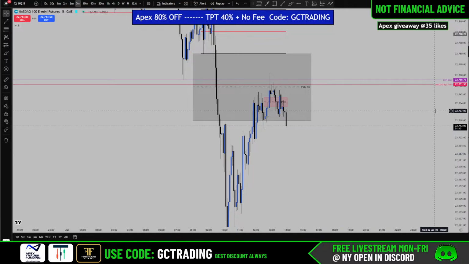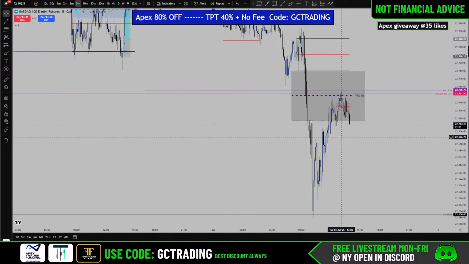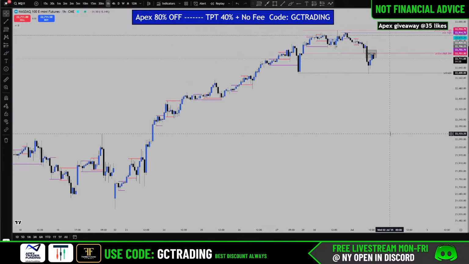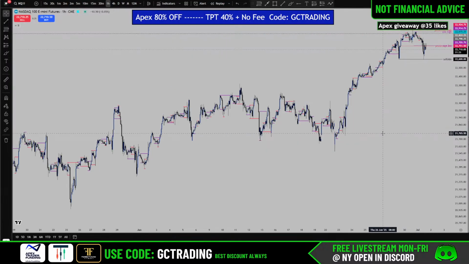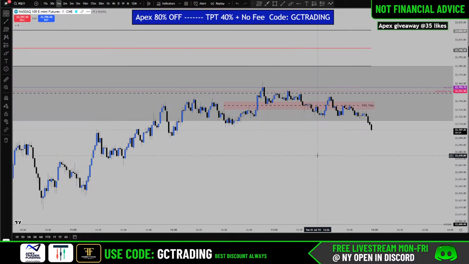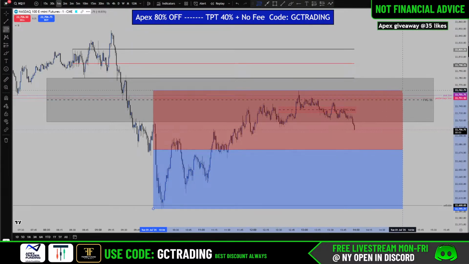I don't know if I really like the idea of down. I know we are rejecting the hourly gap, and we did inverse the 15-minute, but I just don't feel like we're going to come all the way back down here. I could be wrong, obviously. We'll see. So far we are holding it perfectly. We might rebalance the whole thing, so it's right here. This gap, I'll draw this gap right here.